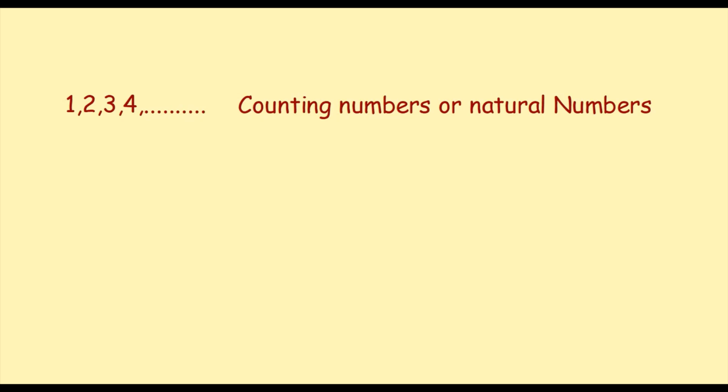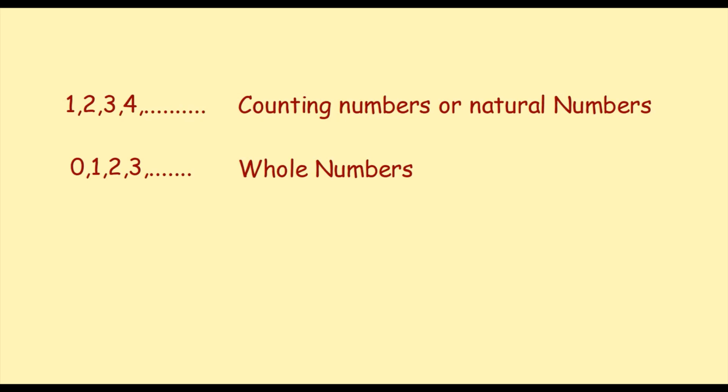The numbers which we used for counting are 1, 2, 3, 4, etc. These numbers we can call counting numbers or natural numbers. Then 0 is added to these natural numbers. Then it became 0, 1, 2, 3, etc. This number system we can call whole numbers.